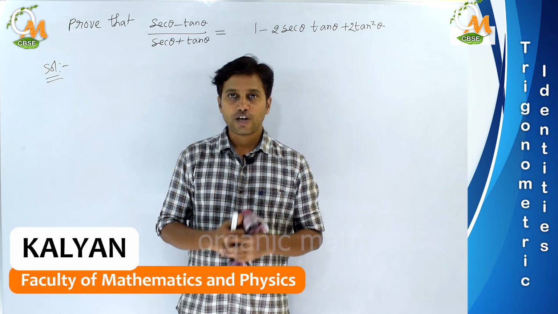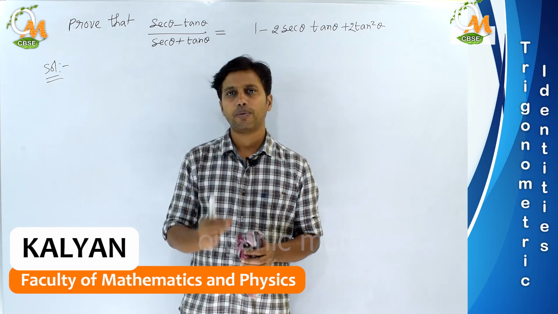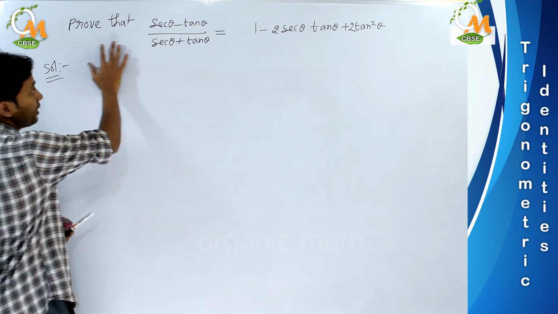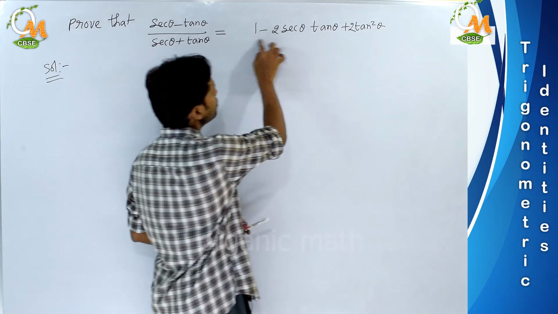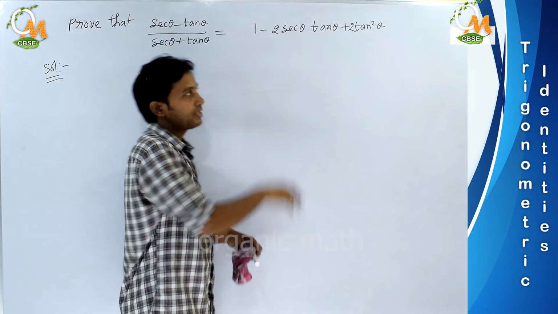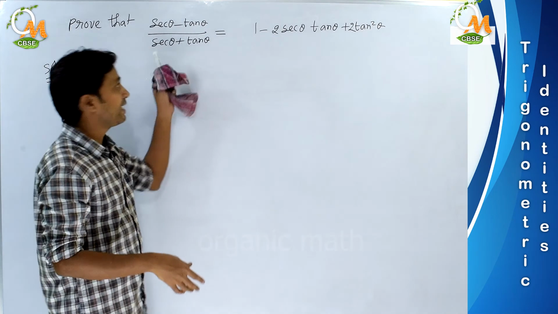So students, let us solve one more problem based on trigonometric identities. It's a very simple and easy problem. Let us see how to solve it. We need to prove that (secant theta minus tan theta) by (secant theta plus tan theta) equals 1 minus 2 secant theta tan theta plus 2 tan square theta. This is the LHS part and we need to obtain the RHS part starting from the LHS.